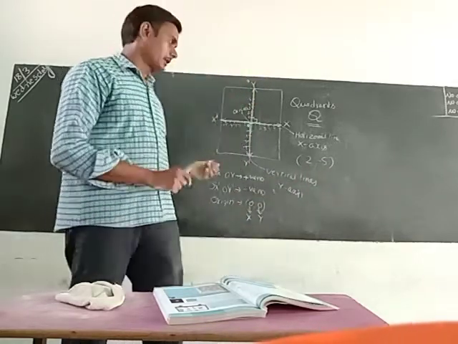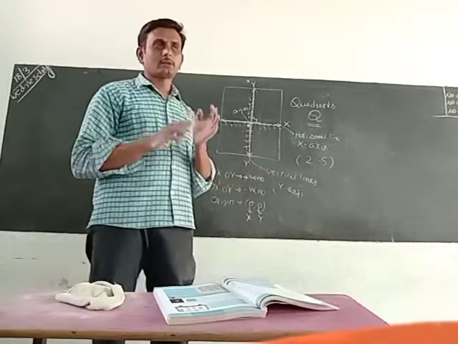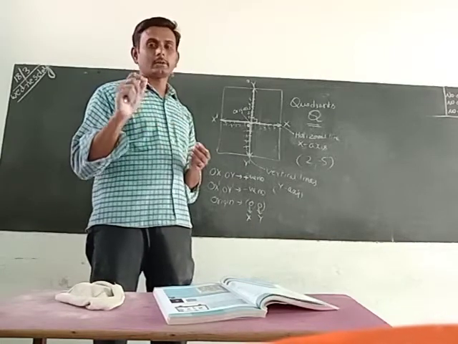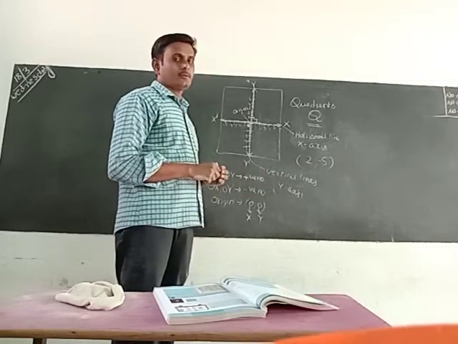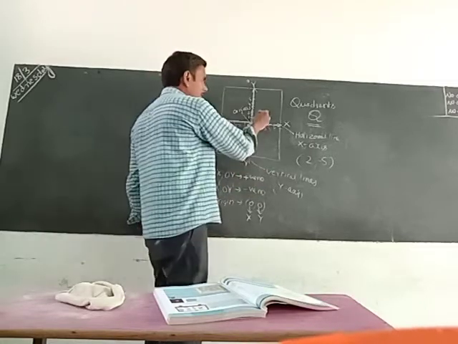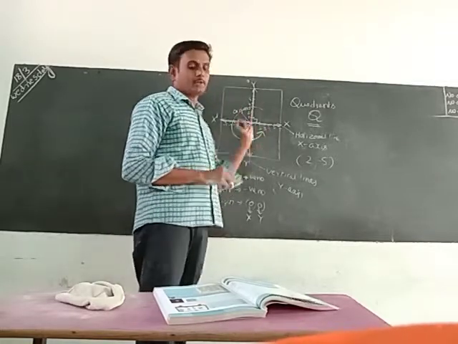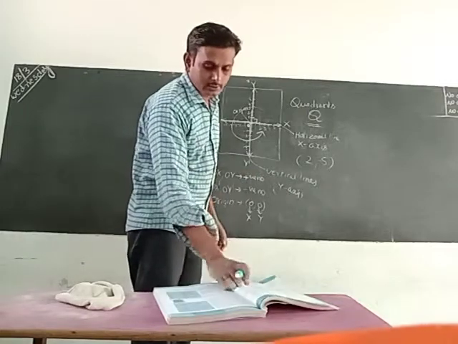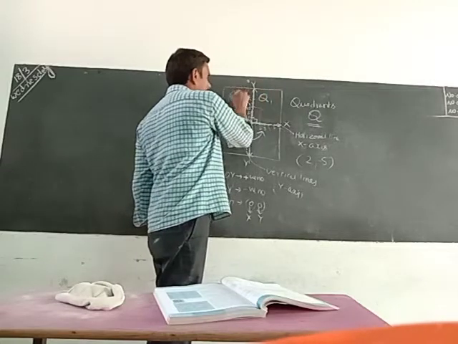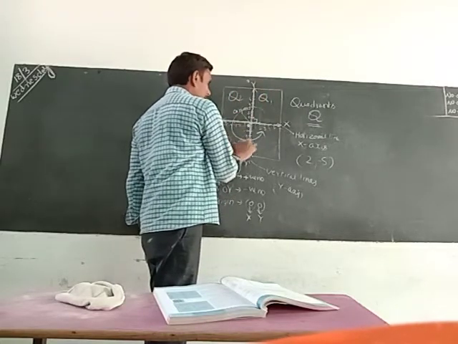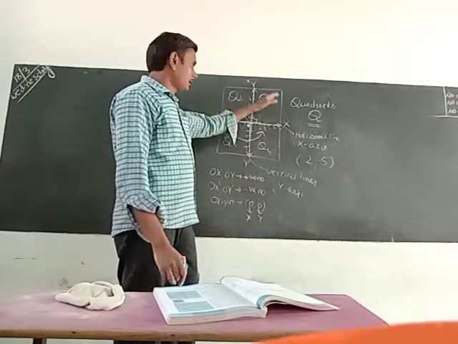Whenever you want to locate or pick a point, we have to remember: first we always take x, second we always take y. Next, every Cartesian plane is divided into how many parts? 4 parts. To represent coordinates, we go in the anti-clockwise direction. In the anti-clockwise direction, this is quadrant 1, this is quadrant 2, this is quadrant 3, this is quadrant 4. These are the 4 quadrants.